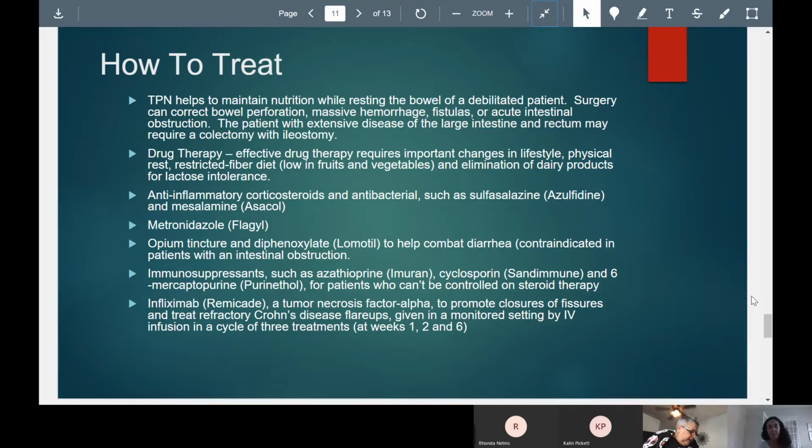And then infliximab, which is Remicade, is a tumor necrosis factor alpha blocker, which I'm not completely clear on either. It's to promote the closure of the fissures and to treat refractory Crohn's disease flare-ups. It's given in a monitored setting by IV infusion in a cycle of 3 treatments. And is that if there's a big problem going on?